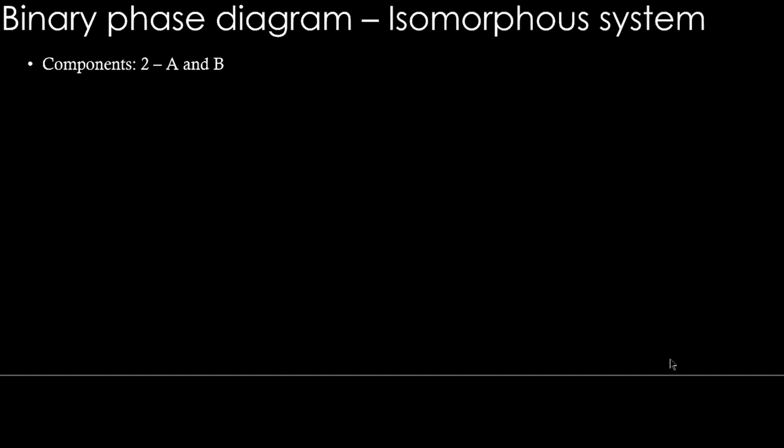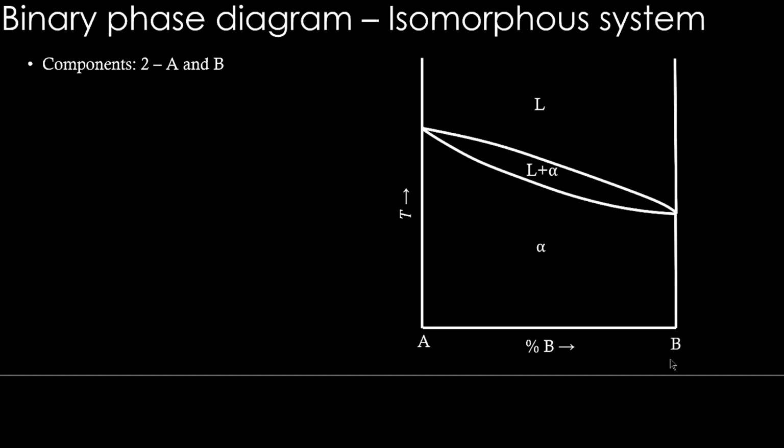Right, let's look at one of the simplest of binary phase diagrams, called the isomorphous phase diagram. So this is how it looks. There is only one solid phase here, alpha.